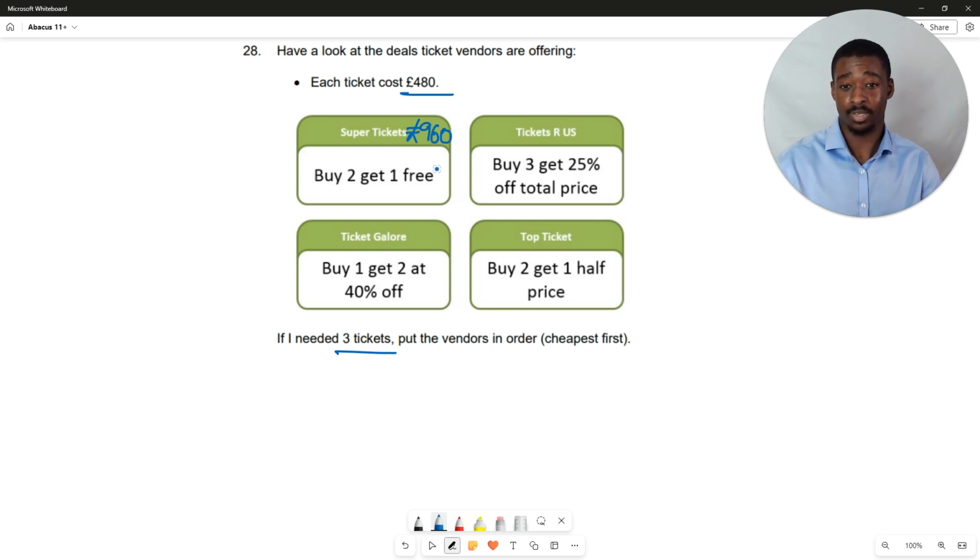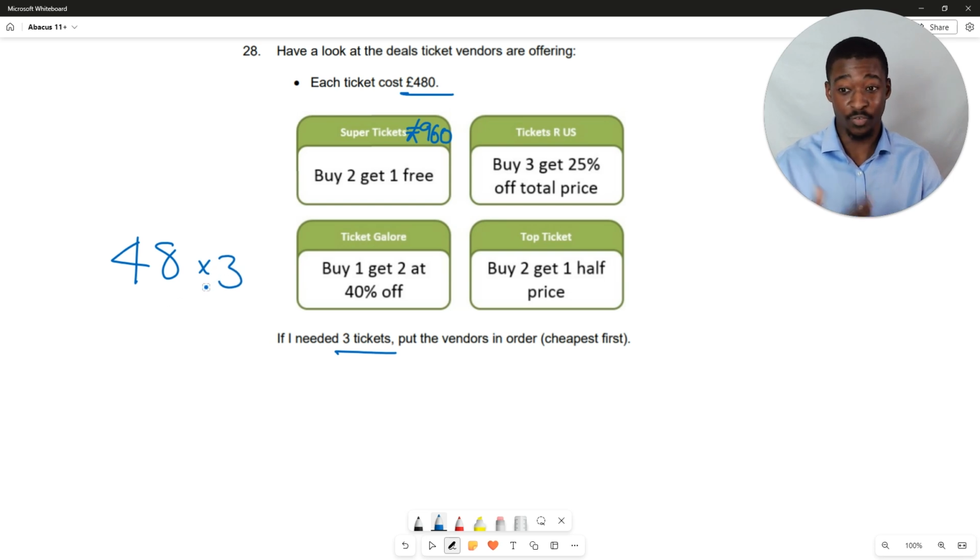so we know very clearly how to compare these things. So super tickets, £960. Tickets are us. Buy 3, get 25% off total price. Awesome, let's see. So 48 times 3. We're going to do that so we can work out 480 times 3.